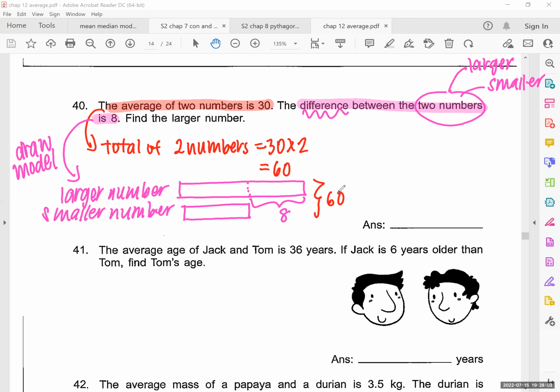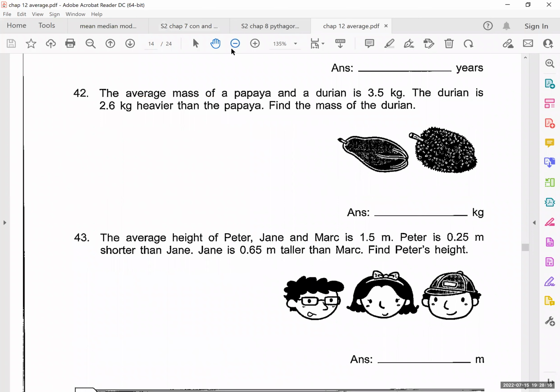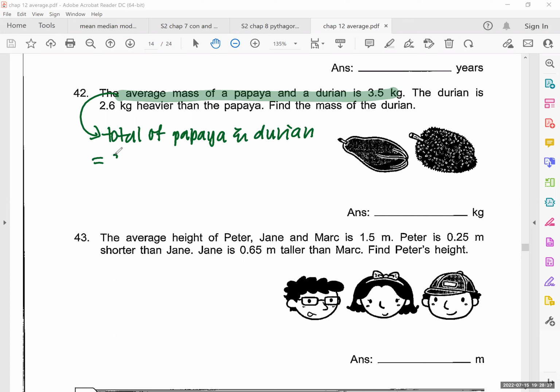Okay, what's the next question that you need help in? 42. So let's look at 42. Same thing. When they say average of papaya and durian is 3.5, immediately what can you find? Total of who? Must be very clear. Cannot just say total. Yes, total of the papaya and durian. And what do we do? 3.5 times 2, I get my answer.